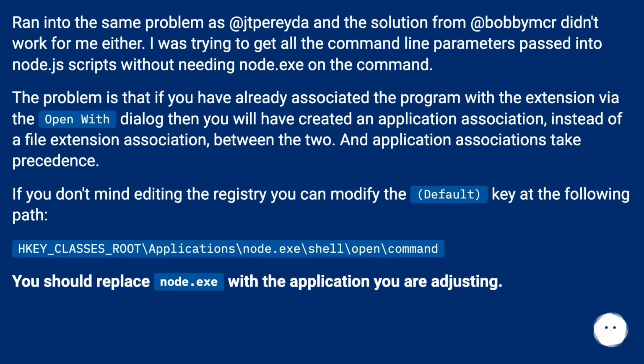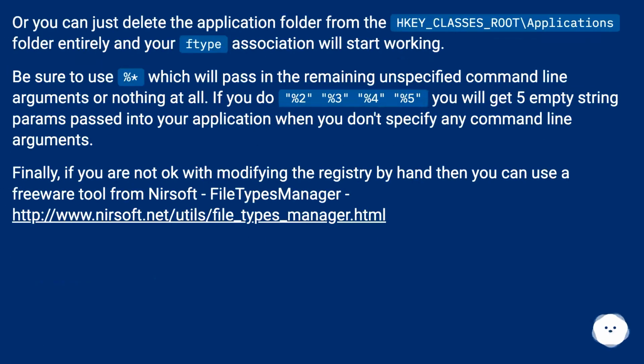If you don't mind editing the registry, you can modify the default key at the following path: HKEY_CLASSES_ROOT\Applications\node.exe\shell\open\command. You should replace node.exe with the application you are adjusting. Or you can just delete the application folder from HKEY_CLASSES_ROOT\Applications entirely, and your type association will start working. Be sure to use %*, which will pass in the remaining unspecified command line arguments or nothing at all.